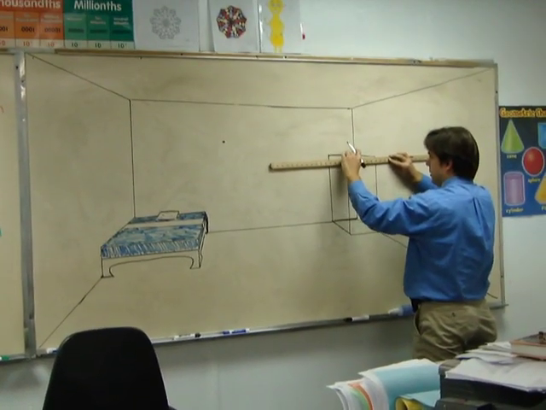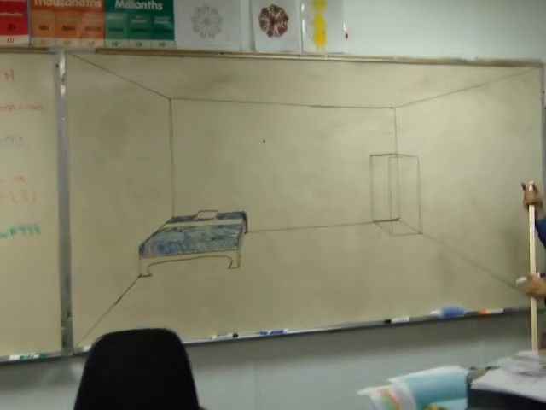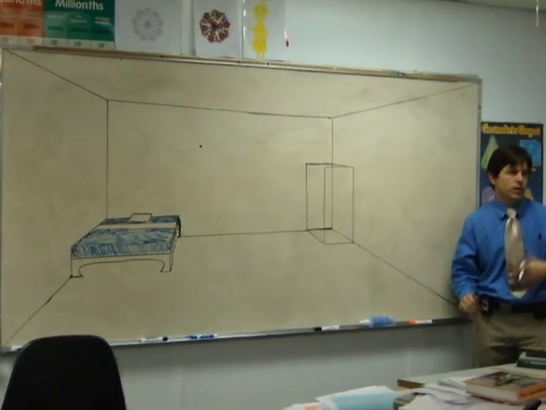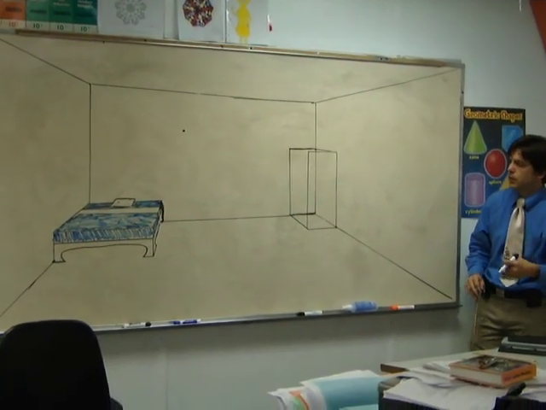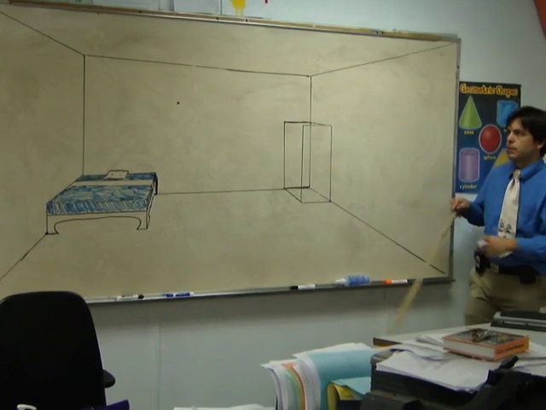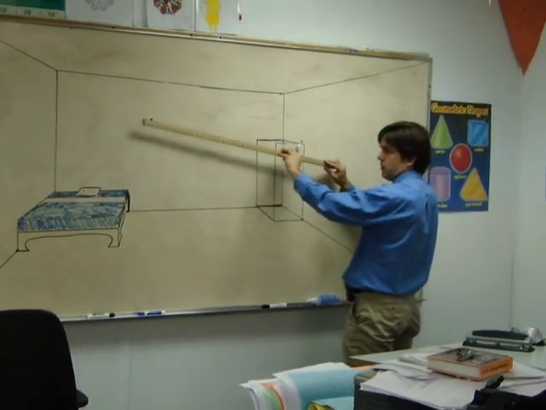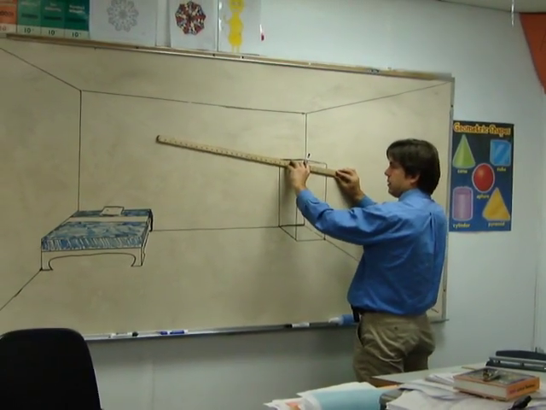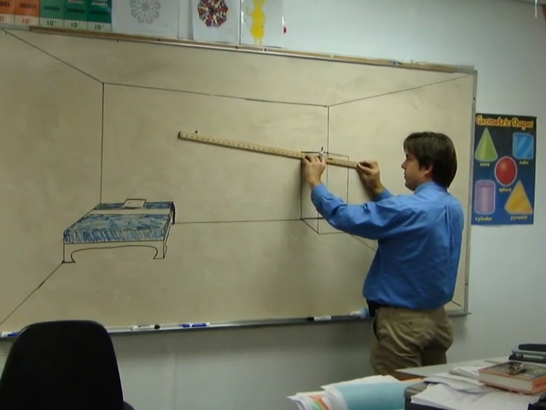So make that line. Get rid of the excess, and we're almost done with this rectangular prism that's going to become a dresser. Last, we're going to come from this dot. We're going to attach right from here to here.